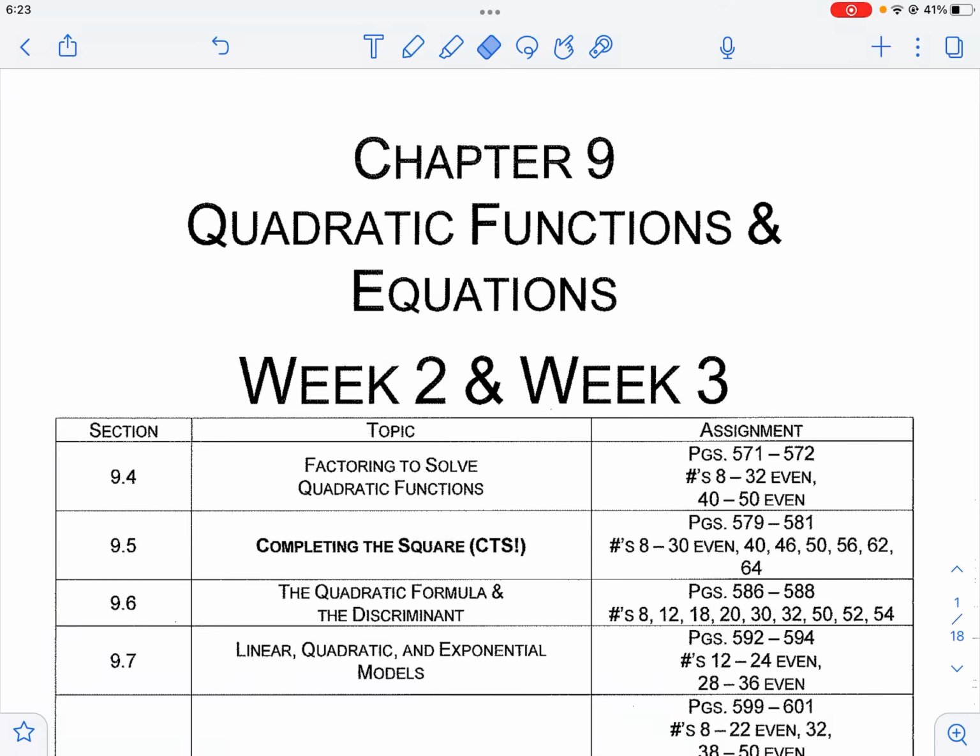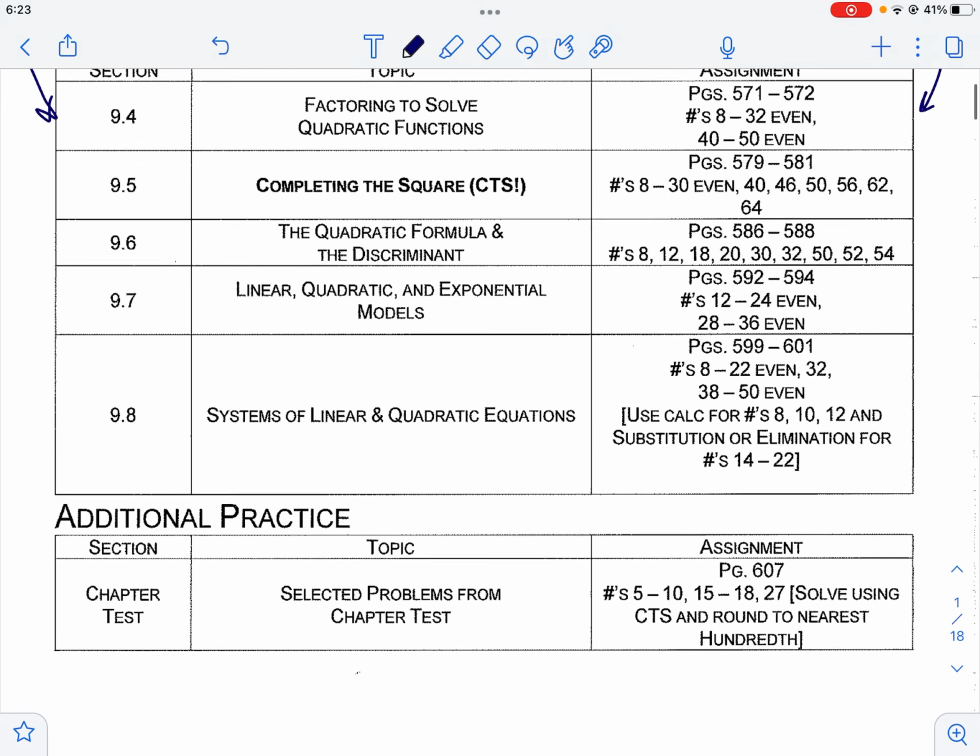This video is a review of section 9.4, factoring to solve quadratic functions. After watching this video, you should complete the assignment here to make sure you understand section 9.4.